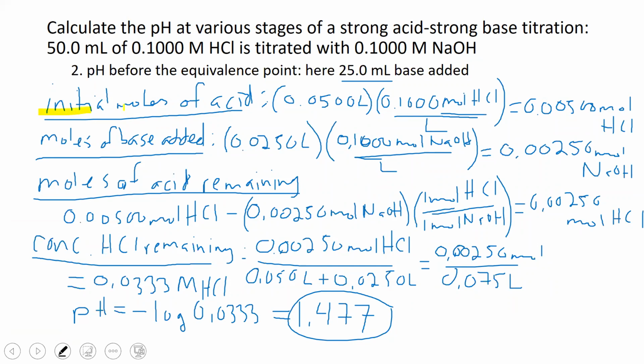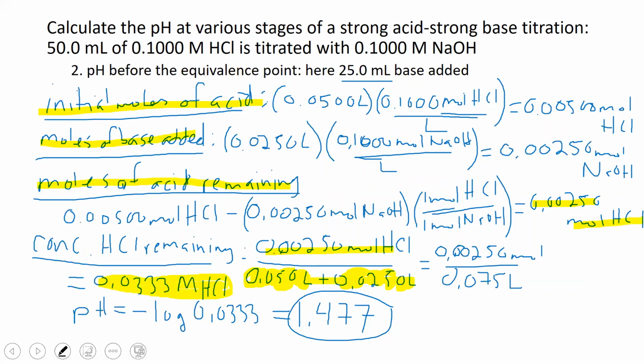We looked at our moles of acid that we started with and the moles of base that we added. The difference between those two, in this case, told us how many moles of acid were remaining. We plugged that into a molarity equation: 0.25 moles of HCl divided by the new total volume, which is the initial 50 milliliters plus the added 25 milliliters. And we wound up with a concentration of the strong acid that remained in that solution.